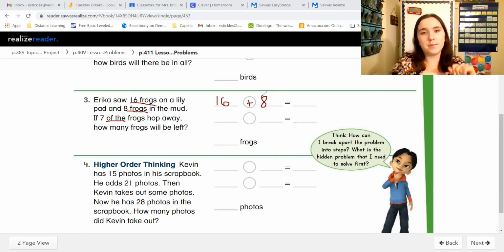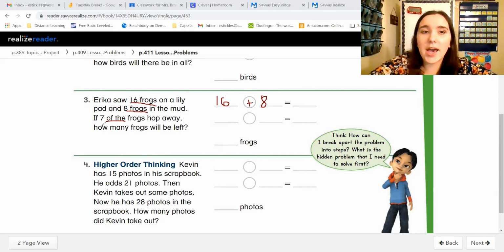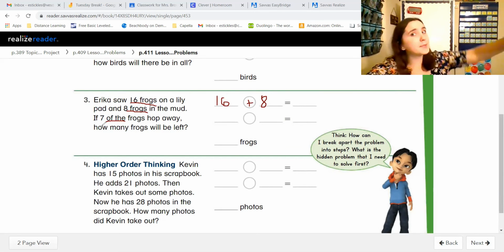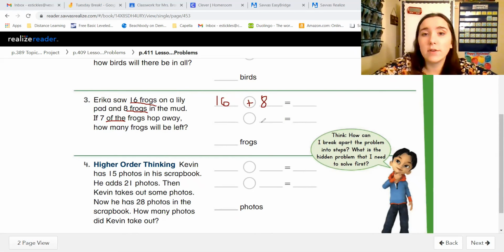That's my first step. Then I know that 7 of the frogs are going to hop away. Now, if something hops away, I'm not going to add it on, I'm going to subtract it. So 7 frogs hopped away in my second step. Remember, my answer to my first step is going to come down here and start off my second step. But first, I got to figure out what my answer is to my first step.